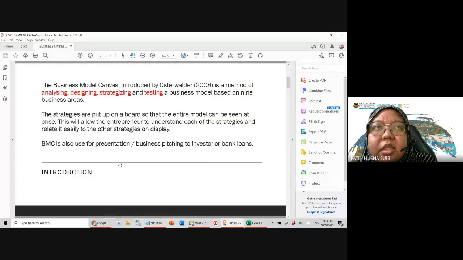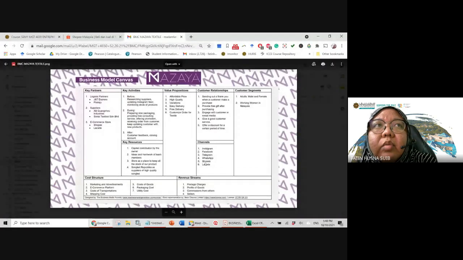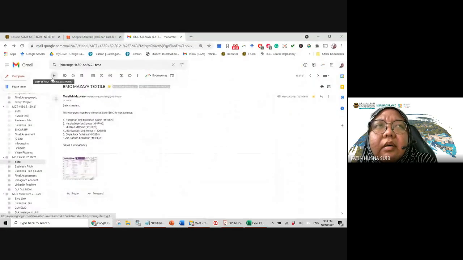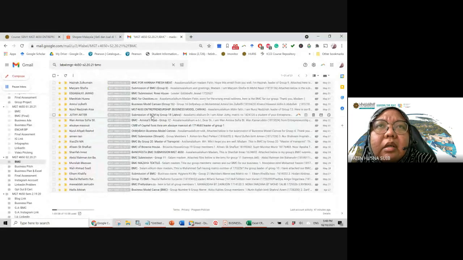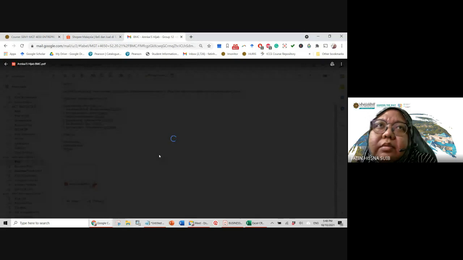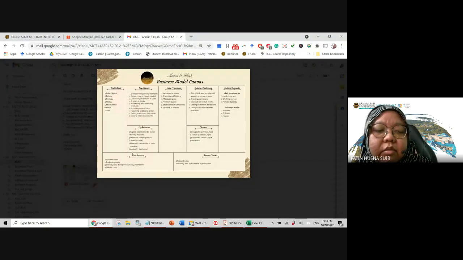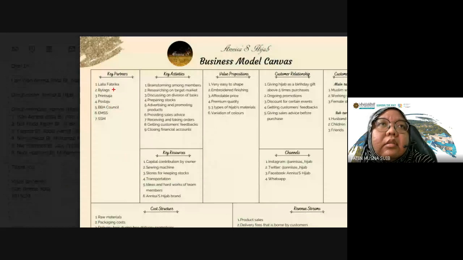Okay, this one I already shared inside the slides. You can go and see. I don't want to give you all your seniors' examples, because even though they are already finalized, they also make mistakes. That's actually showing that the business model canvas is not easy to do. So you can see here, this one is okay. Brainstorming, basically I don't have any problem with key activities.